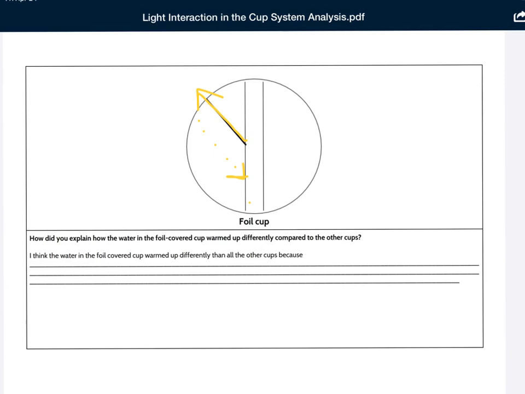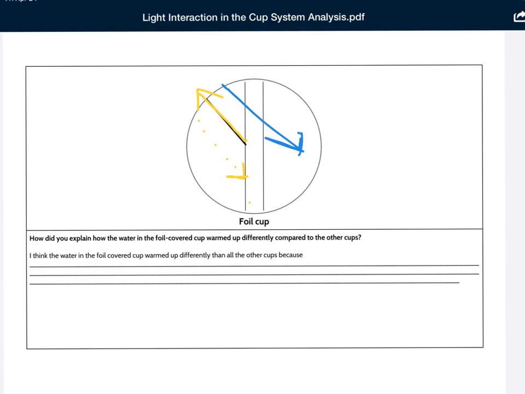Okay, that makes sense. Maybe because when you look at tinfoil, you can almost see yourself, like a mirror sometimes, right? So maybe that means that light's being reflected back. But maybe you think something the opposite. Maybe because it's so shiny and bright, maybe you think that a lot of that heat's being absorbed, so you would show something like that. So it's up to you.